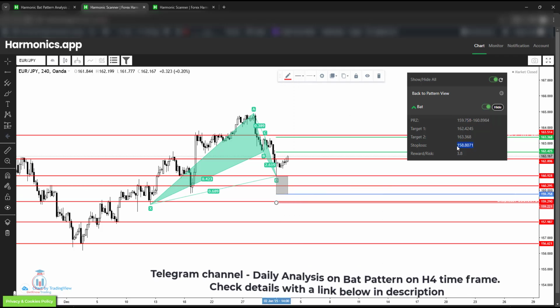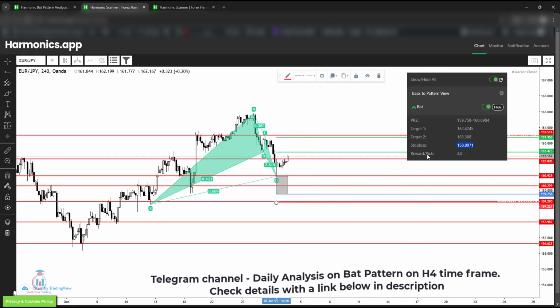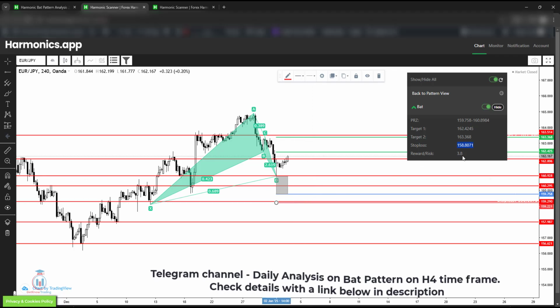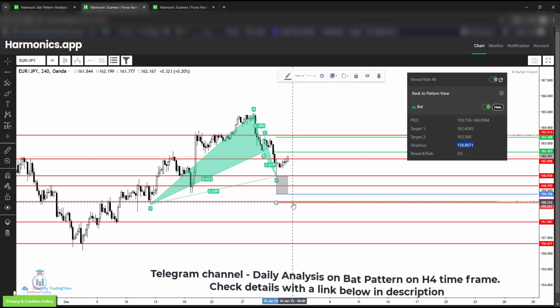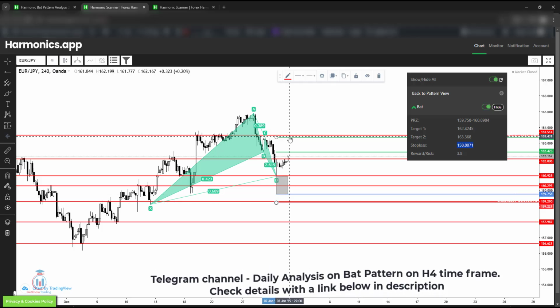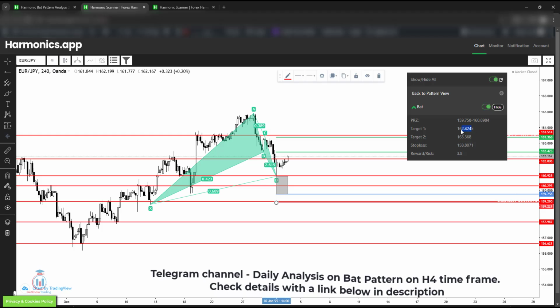We have a stop loss, which is a red line, and the risk to reward is 3.8, which is a good grade. This is the difference between the blue line, the stop loss, and the take profit. And we have a target 1 and target 2.